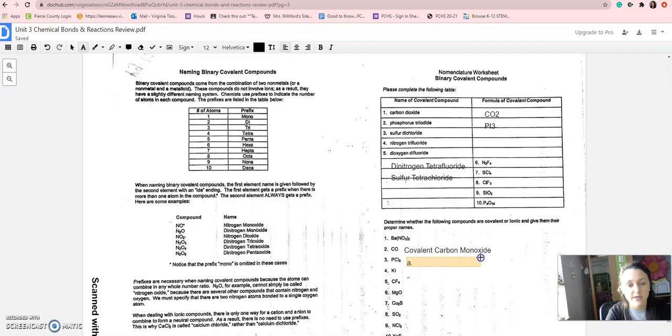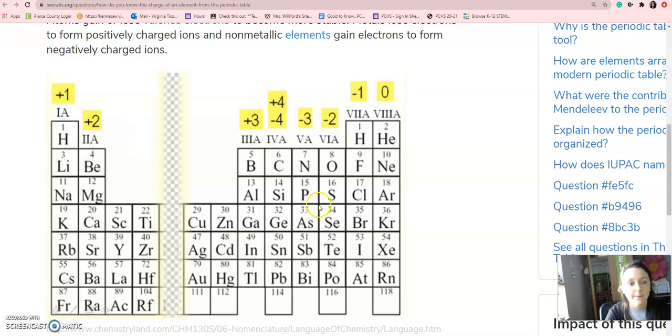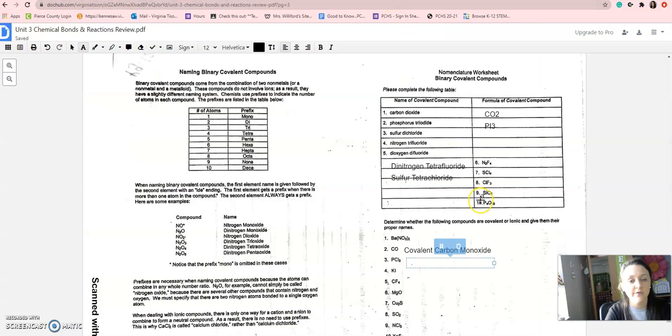Right here, let's look at this and see if it's ionic or covalent. PCl3. P is over here, Cl is over here, both nonmetals, so it's going to be covalent. I'm going to name it. So remember, there's no room for mono in the first spot, so I'm just going to write phosphorus. And then I have 3 chlorines, so my prefix for 3 is trichloride.